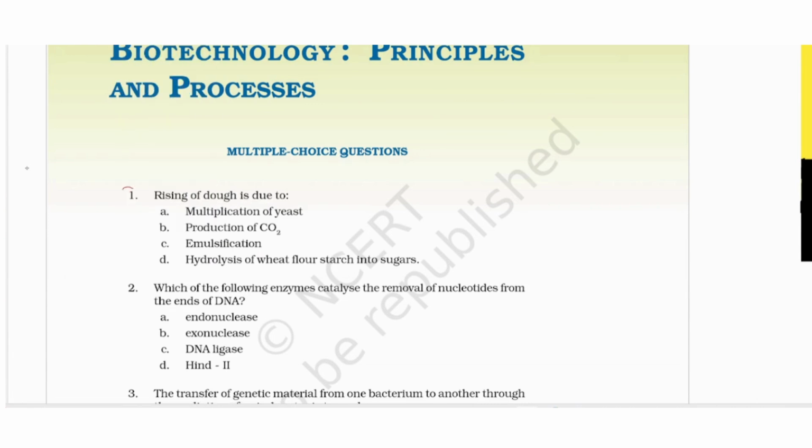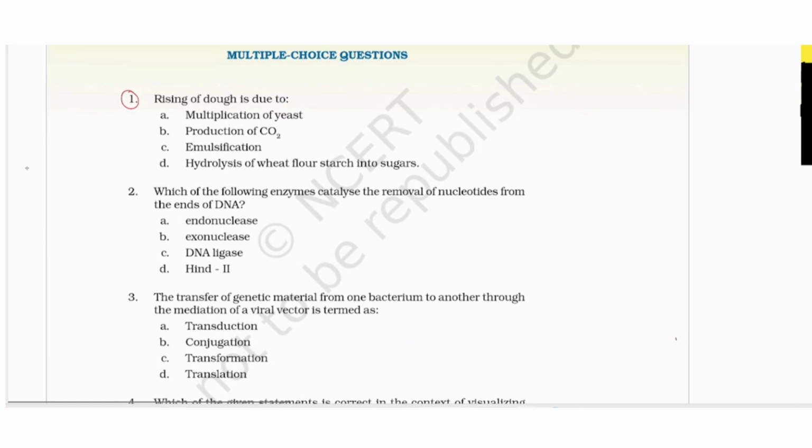So first of all, what they are asking in the question is that the rising of the dough is due to what? Rising of the dough is actually the process of fermentation, right? It is the process of fermentation. In the fermentation we have seen the dough has been raised up. What was the result of the fermentation because of which the dough was rising? It was actually a high CO2 concentration. CO2 was increasing, so because of that the production of CO2 was increasing, right?